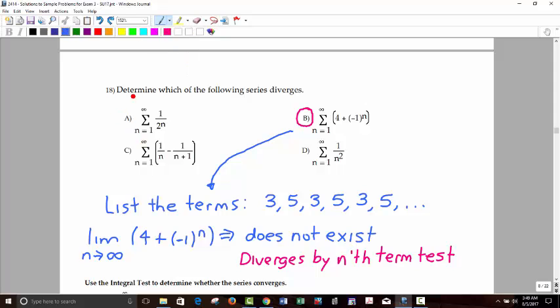diverge because this 4 plus 1 over n, if you listed out the terms, they're just going to go 3, 5, 3, 5, 3, 5, forever and ever. Never going to land on any particular value. So, and also I said space. Well, the nth term test.